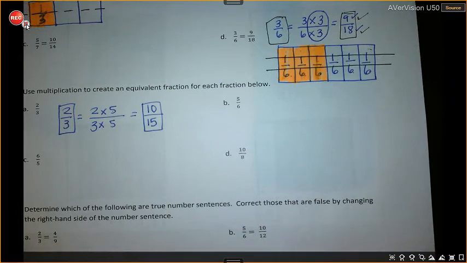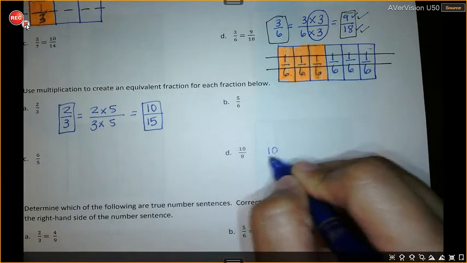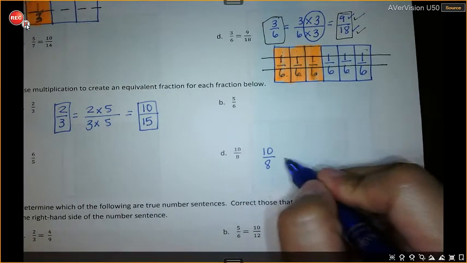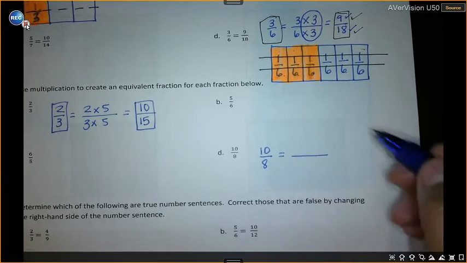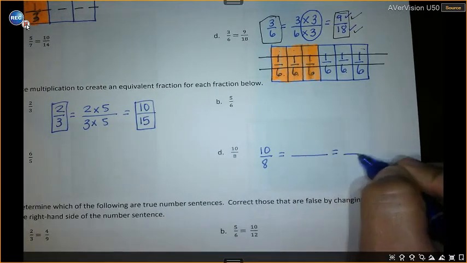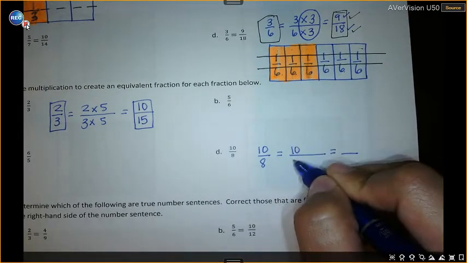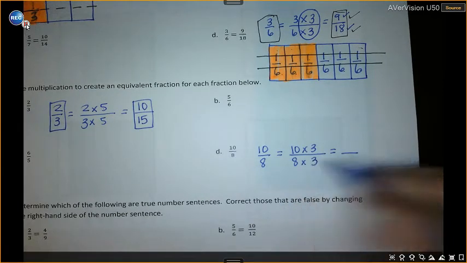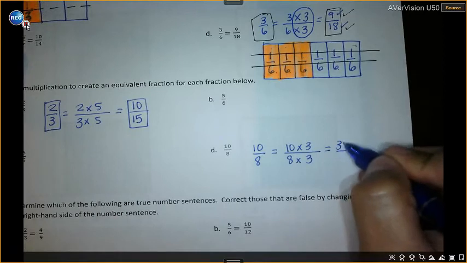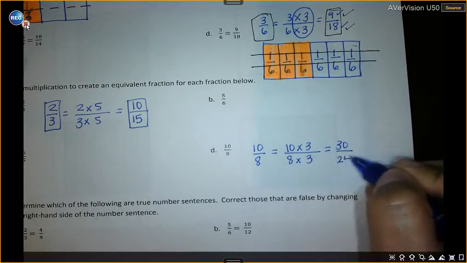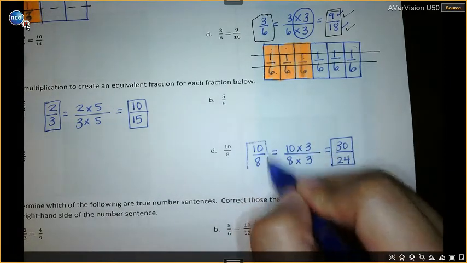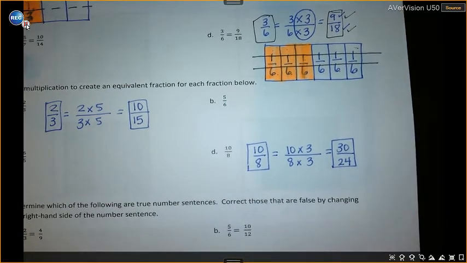Okay, let's focus on 4D. Again, give me a number. 3. 10/8. This is an improper fraction. Remember, this is a fraction that's greater than 1. So I chose 3, which means I'm going to multiply the numerator and the denominator by 3 to generate an equivalent fraction. So 10 times 3 is 30, and 8 times 3 is 24. So what do I know about 10/8 and 30/24? Yes, these two fractions are equivalent.